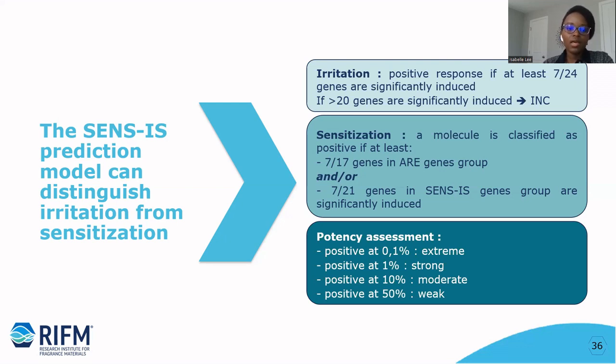For example, a material is quantified as being an extreme sensitizer if the induction is at 0.1%, positive at 1% is strong, 10% is moderate, and 50% is weak. If all tested concentrations are negative, then it's considered to be a non-sensitizer.